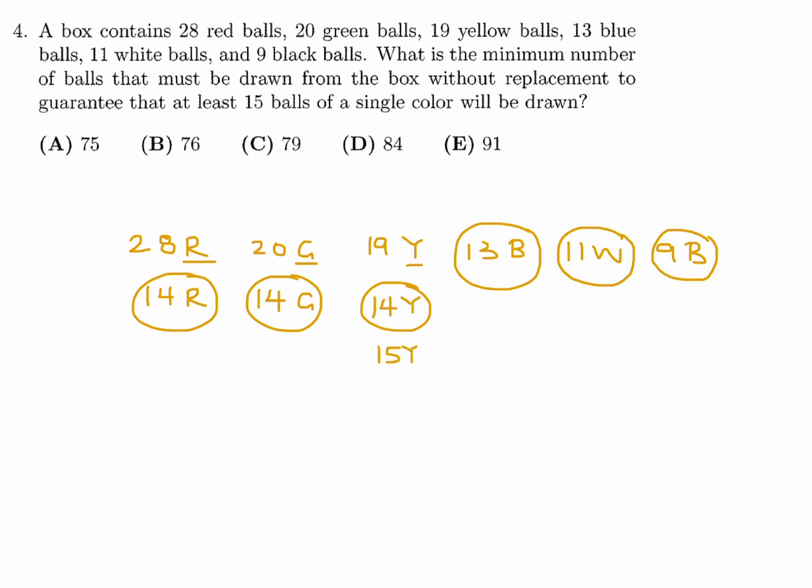So we have to figure out how many did we draw? Well, 9 plus 11 plus 13 plus 14 plus 14 plus 14. And that number is 75. So we can get to 75 without reaching 15 of any color. But the very next ball that you draw will guarantee that you have 15 of at least one color. And that one color will be either yellow, green, or red. And therefore the answer is 76. So number 4, that would be B.